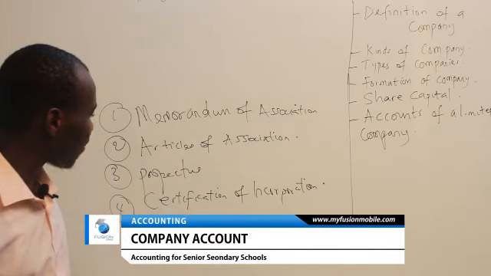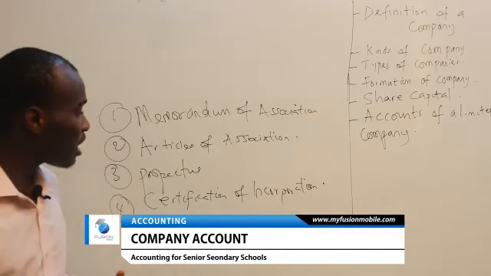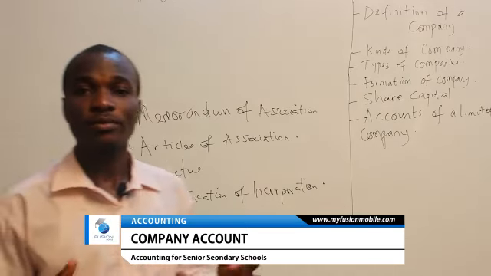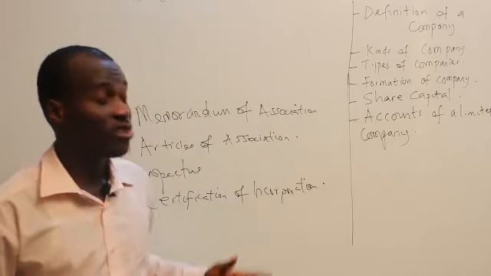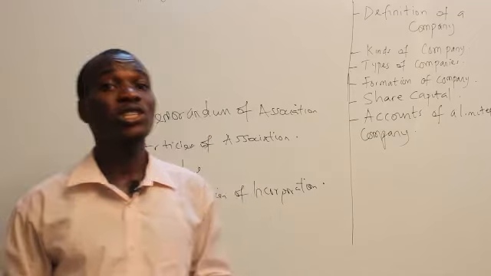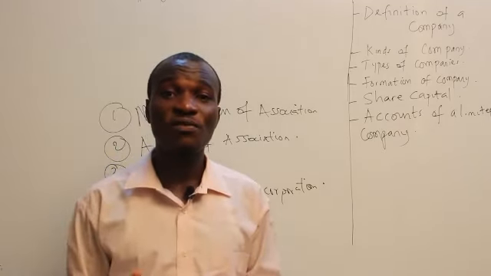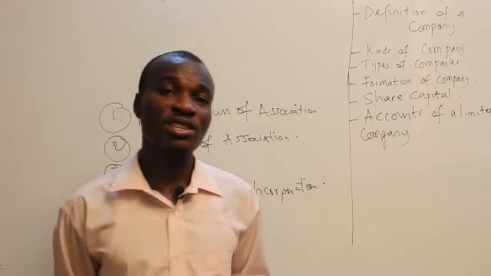So the next thing we have is the certificate of incorporation. Once the company has received the certificate, this serves as the final stage for most companies, especially the private limited liability company. Once the company has received the certificate of incorporation, it means the company is fully registered, and that means the company can carry on a business.